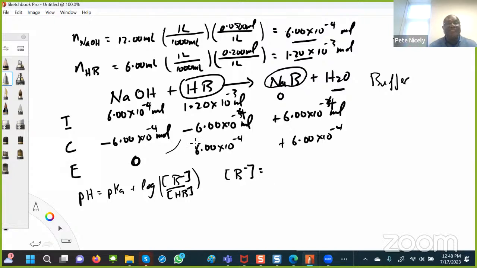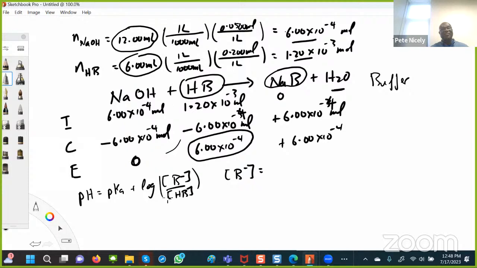Let me give you a hint. I'm going to circle the hints for you. I'm going to circle that. I'm going to circle this. And I'm going to circle this. You're going to need those numbers to help you to calculate the concentration of the conjugate base.